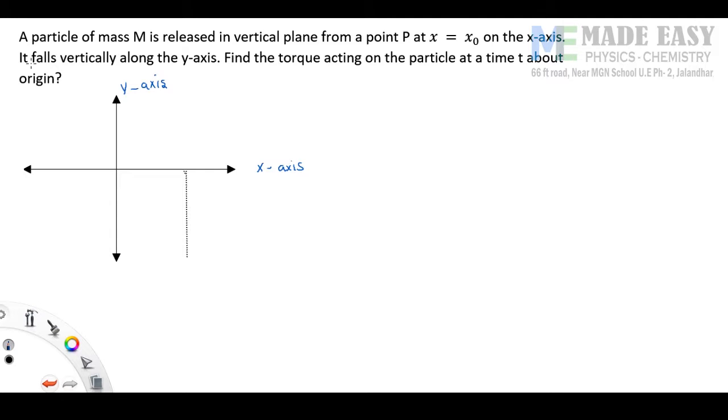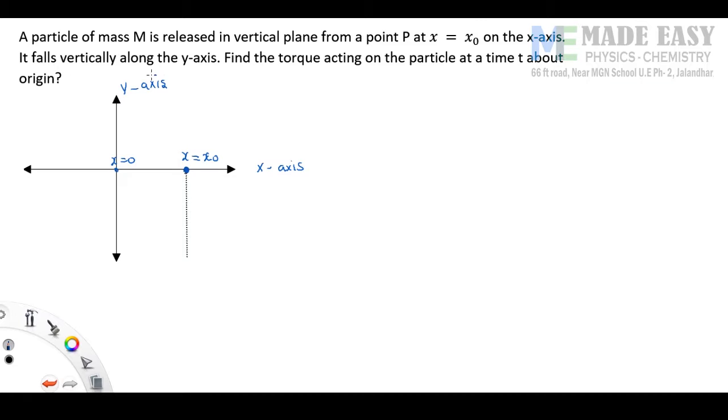Now the question is: a particle of mass m is released in a vertical plane from the point P at x is equal to x naught on the x-axis, right? So we have a coordinate axis, this is the x-axis, this is the y-axis. A particle of mass m has been released from x is equal to x naught. So this is x is equal to 0, and this is x is equal to x naught. The particle of mass m has been released from this point, right?